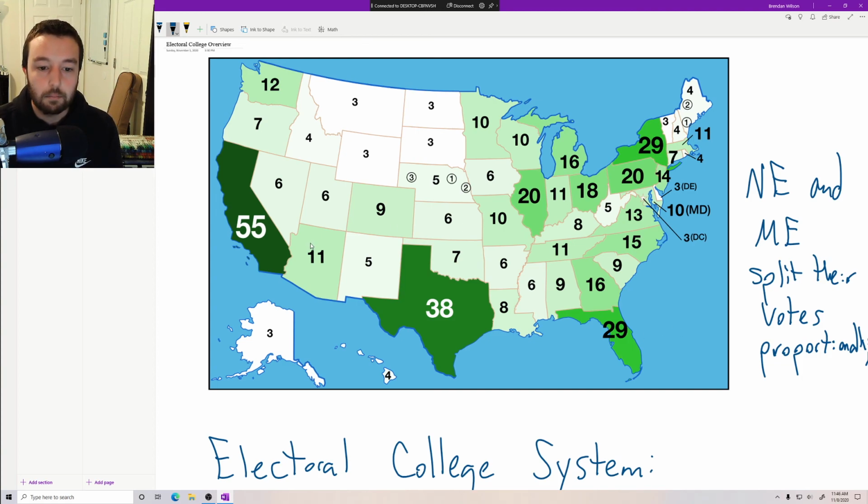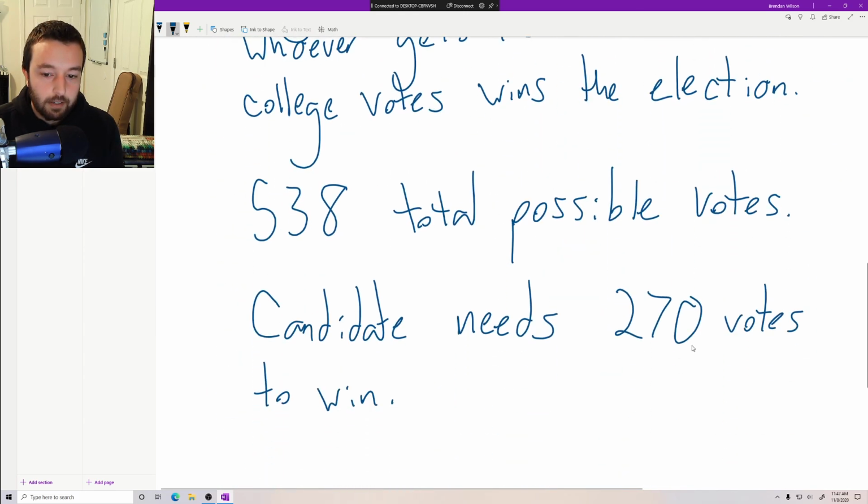Okay. So that's why you're never going to see a lot of people campaigning out in California. A lot of presidents, like Trump, probably barely went to California because Biden was almost guaranteed to win there. They spend their time in Florida and Ohio and Pennsylvania, Michigan, Wisconsin, those states. Okay. All right.